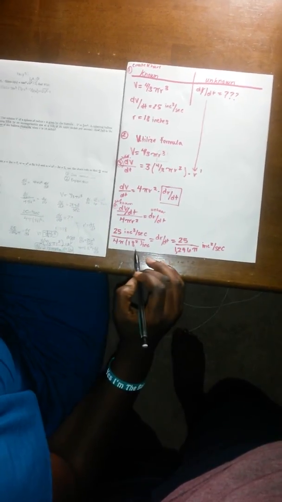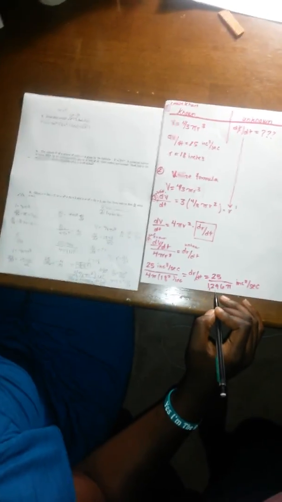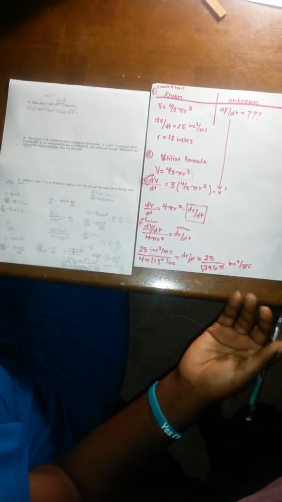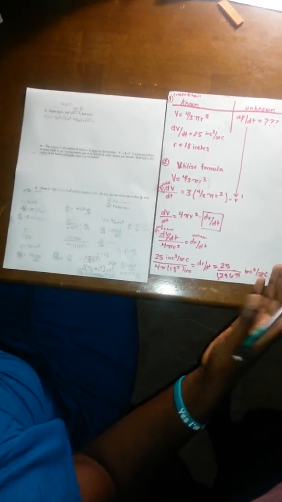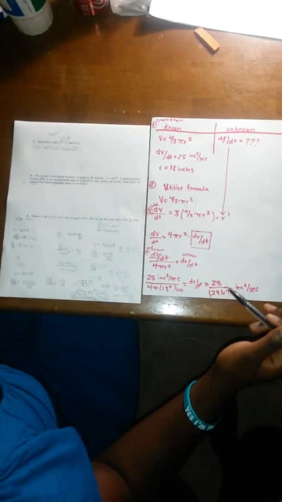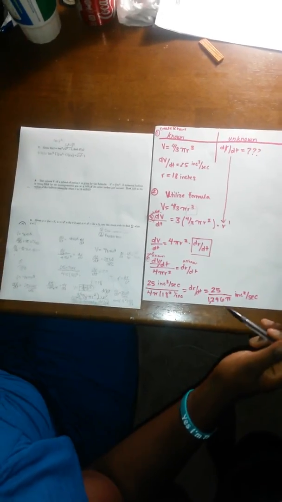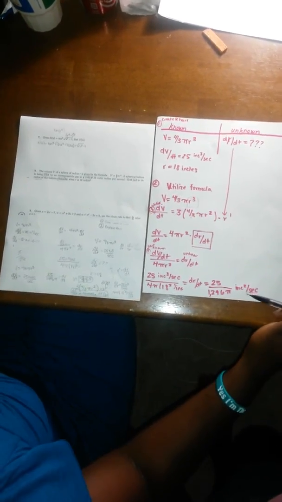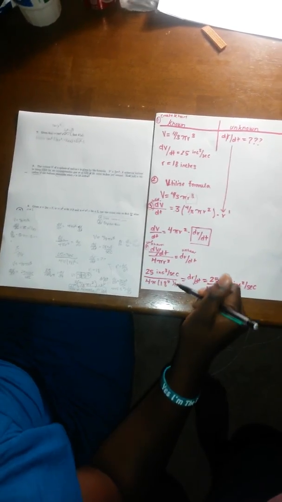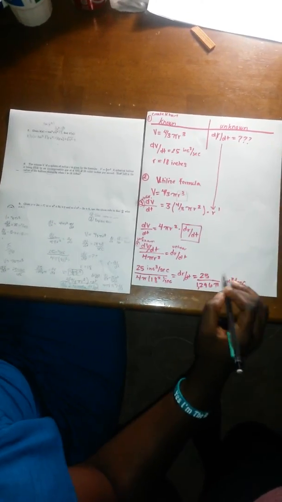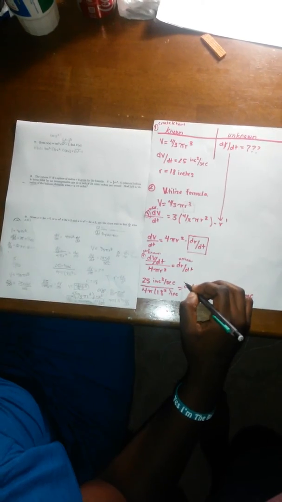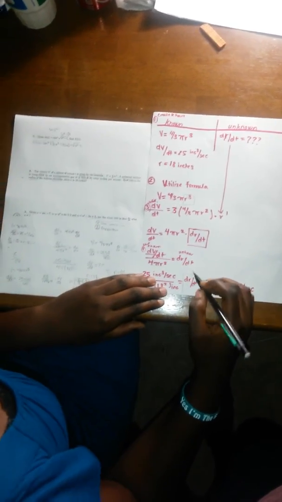So as we solve that out, 18 squared times 4 is 1,296. We left the pi alone because, again, it's a constant, so you can just leave it as it is to keep it more simplified. And it's 25 over 1,296 pi inches squared per second. It became inches squared per second because an inch was divided out initially, so we are left with this for our units. So this is our final answer.